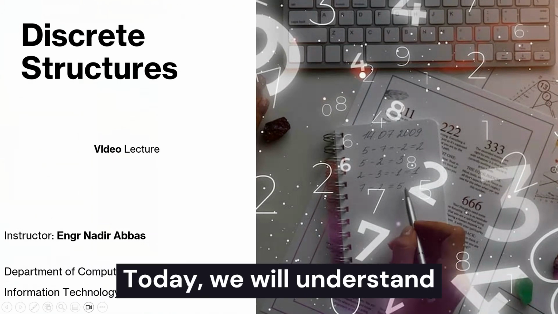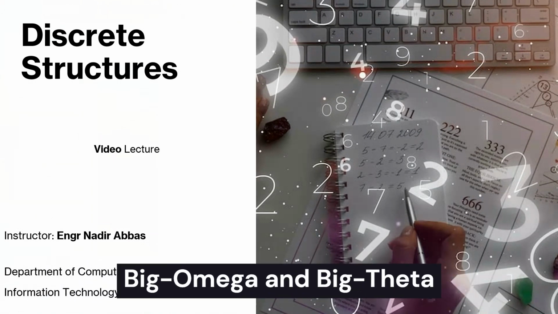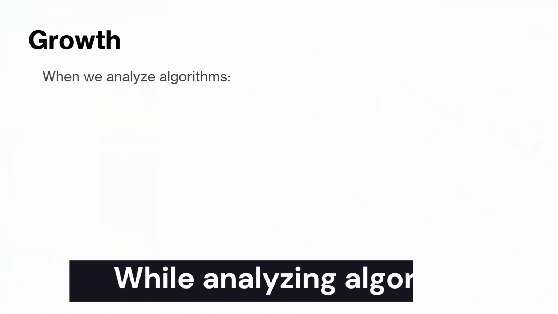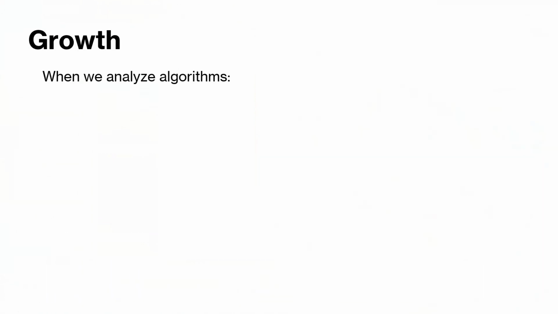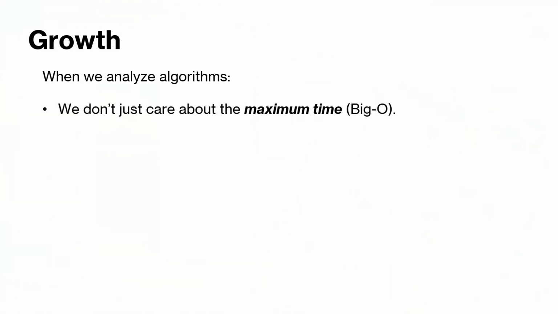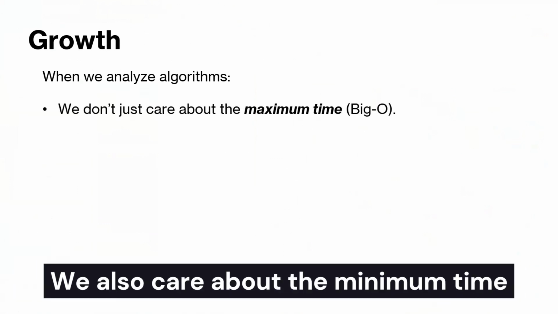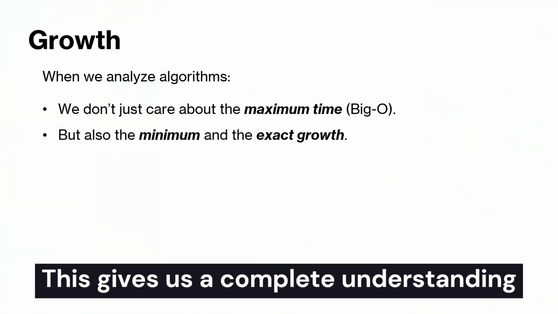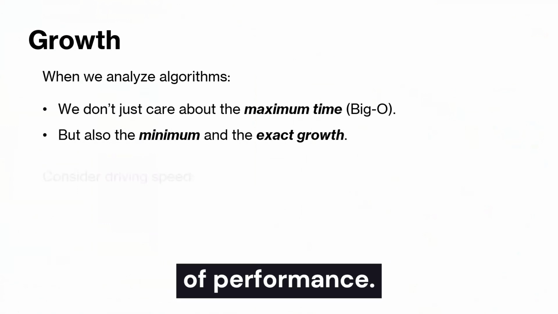Today we will understand big omega and big theta, which help us analyze algorithm growth. While analyzing algorithms, we don't just care about maximum time, which is big O. We also care about the minimum time and the exact growth rate. This gives us a complete understanding of performance.